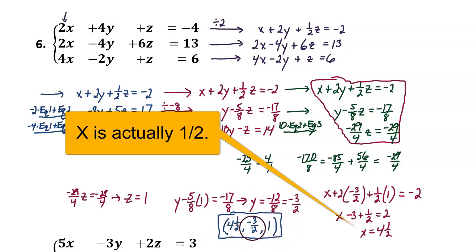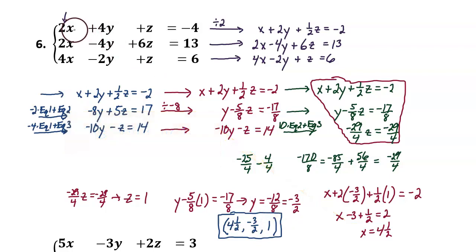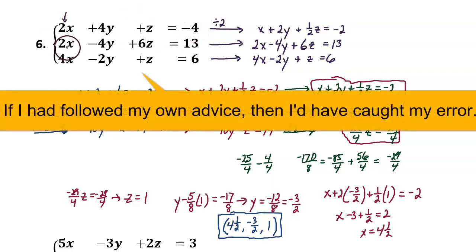As always, grab a calculator, go back to the original system, and use your calculator to plug in the 4.5, the negative 3/2, and the 1 on the left-hand side, then push enter to confirm that you get negative 4. Check it into the second equation and the third equation as well.